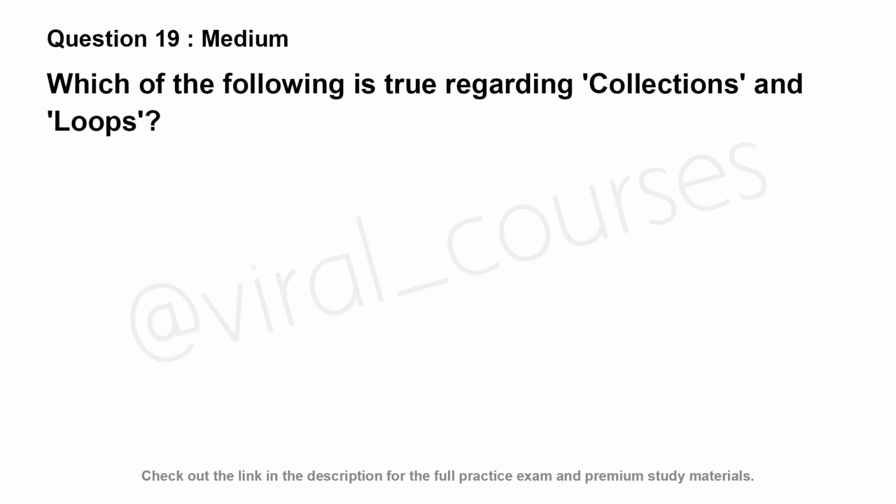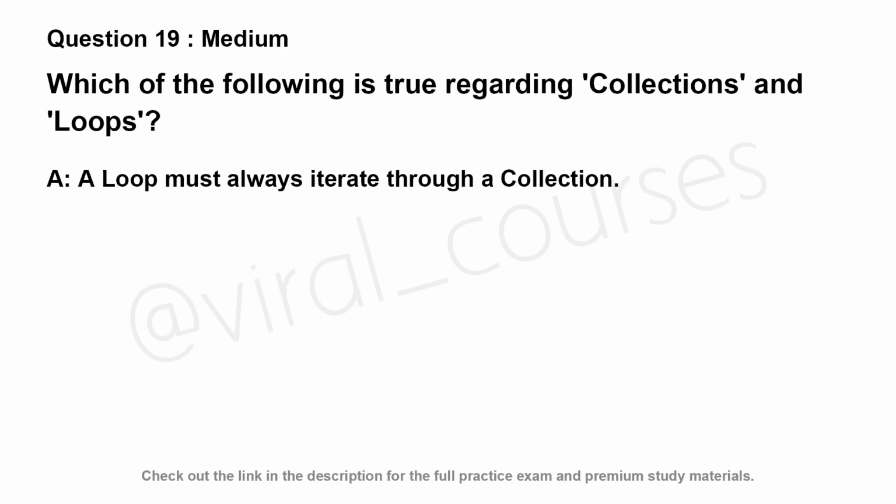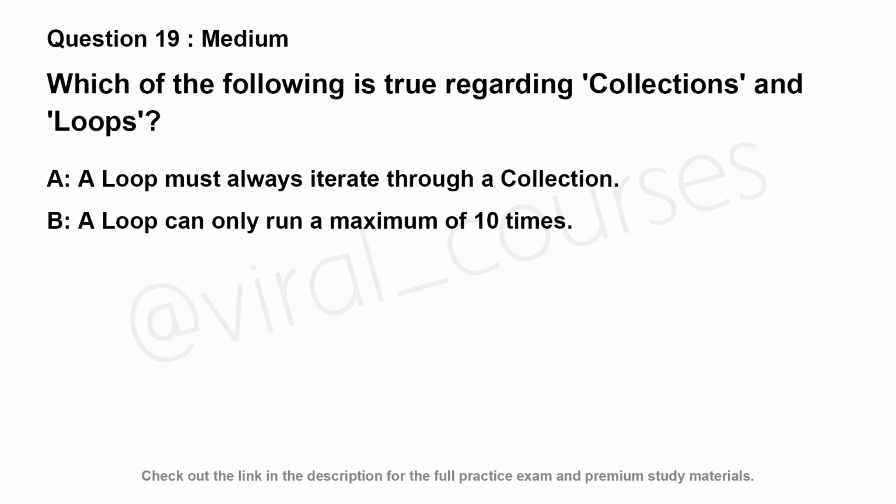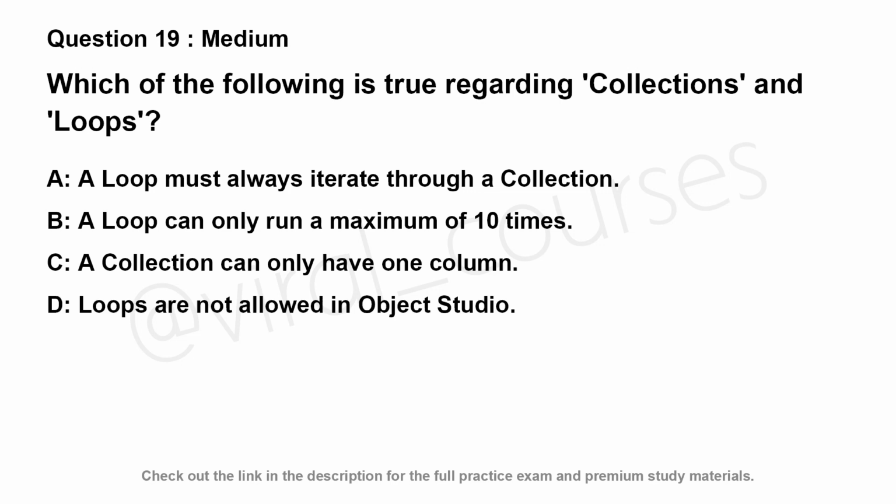Which of the following is true regarding collections and loops? Option A. A loop must always iterate through a collection. Option B. A loop can only run a maximum of 10 times. Option C. A collection can only have one column. Option D. Loops are not allowed in Object Studio.